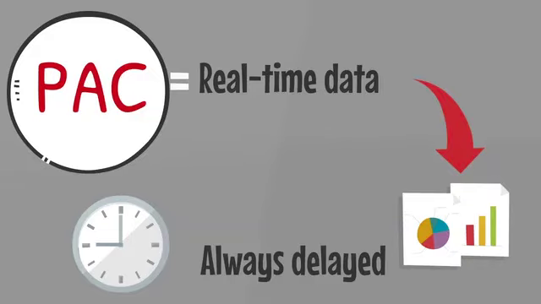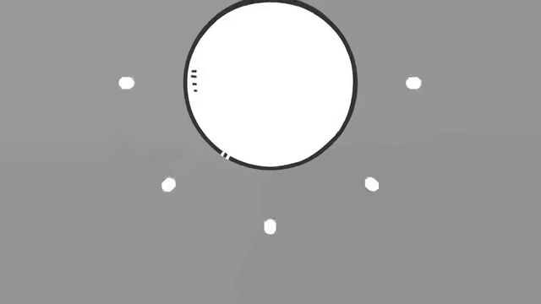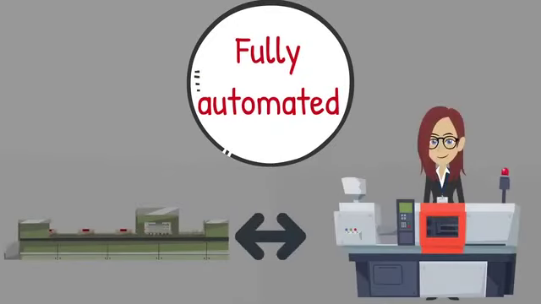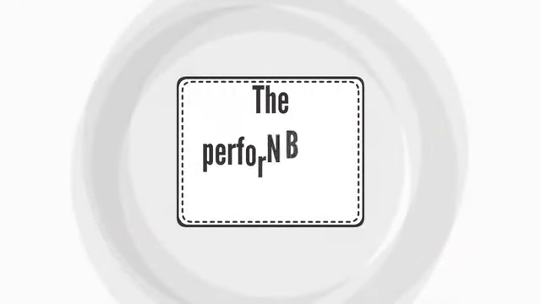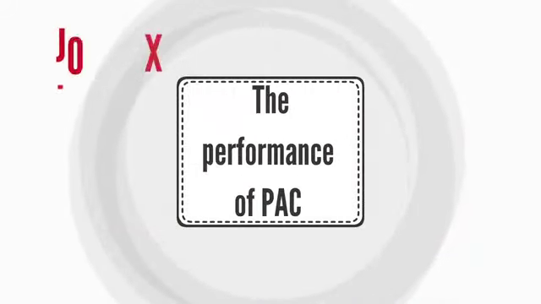Automated data collection is a much better way of collecting data. This can be fully automated. In other words, the production facility is linked to a computerized system, or partially automated. There is human activity which makes use of scanners or computer terminals to record information. All of this recorded information is used to manage the performance of PAC.